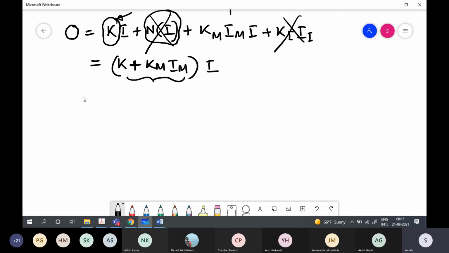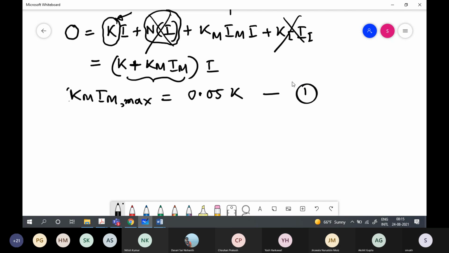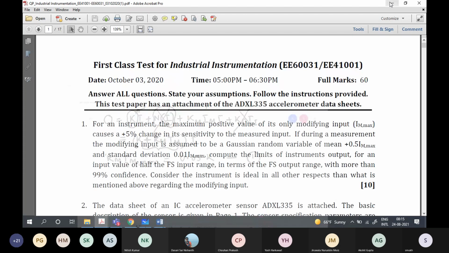So it says that Km Im max is equal to 0.05 K. This is the first equation that you get. Do you agree or not?